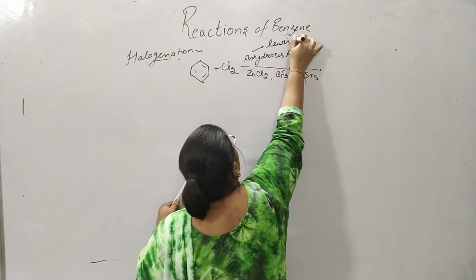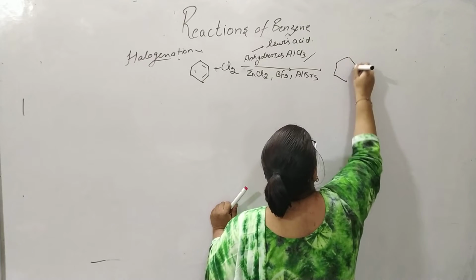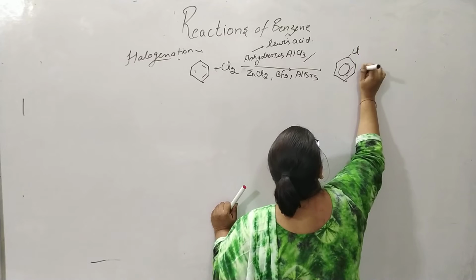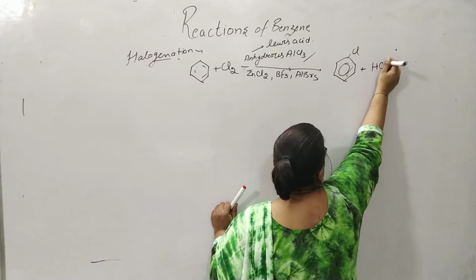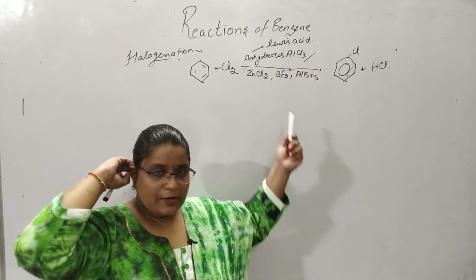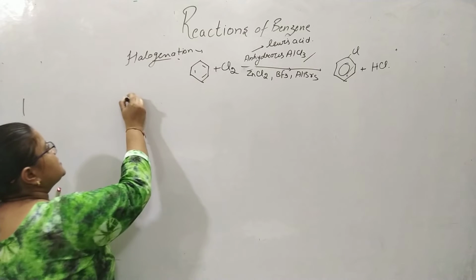Okay, so what will happen? The chlorobenzene is formed, and HCl is also formed. This is a complete reaction. These are the Lewis acids. So first we will see how it will take place. This is step one.